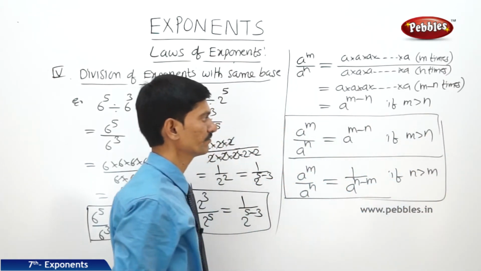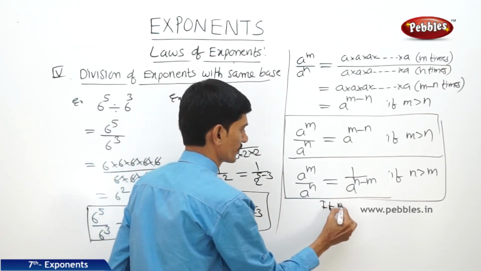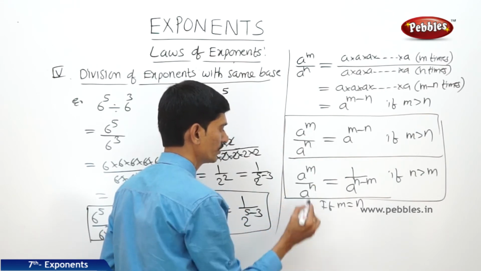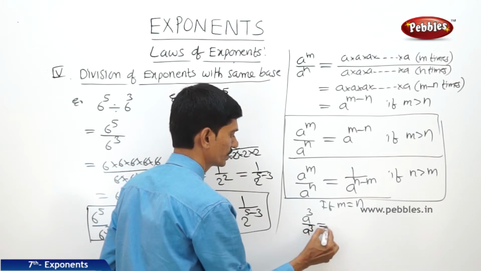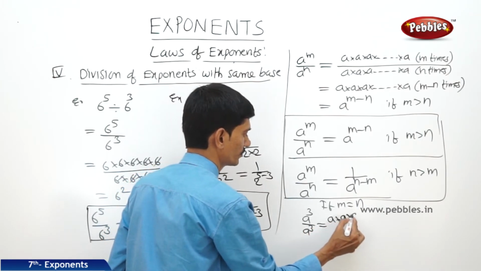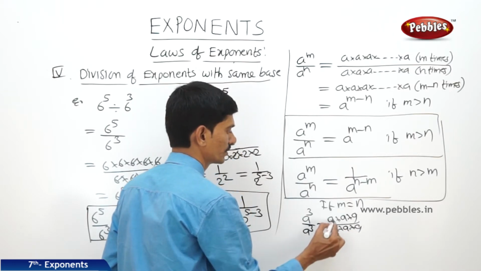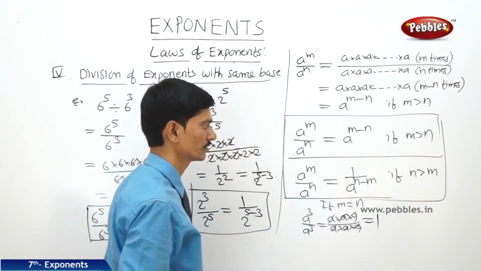Now what happens if m is equal to n? If m is equal to n, then here, if the m value is 3, then the n value is also 3. Then a to the power of 3 by a to the power of 3 equals a into a into a by a into a into a. So the a's get cancelled, and we get 1 as the quotient.